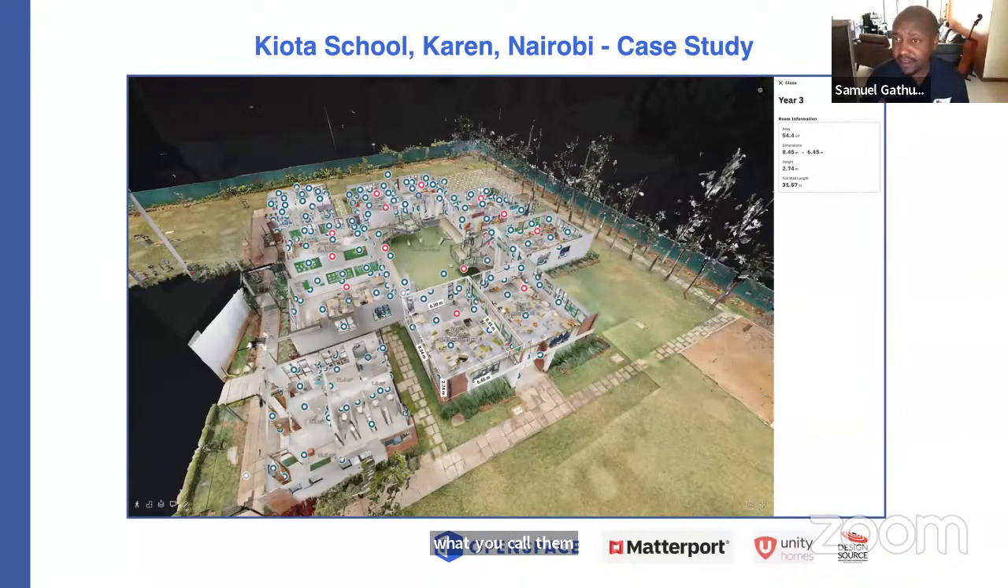Furniture, the fixtures, fittings. And this is information that you can actually now extract really quickly. You can also embed other IoT data just to check on the occupancy of the spaces, everything. You are able to do that here.